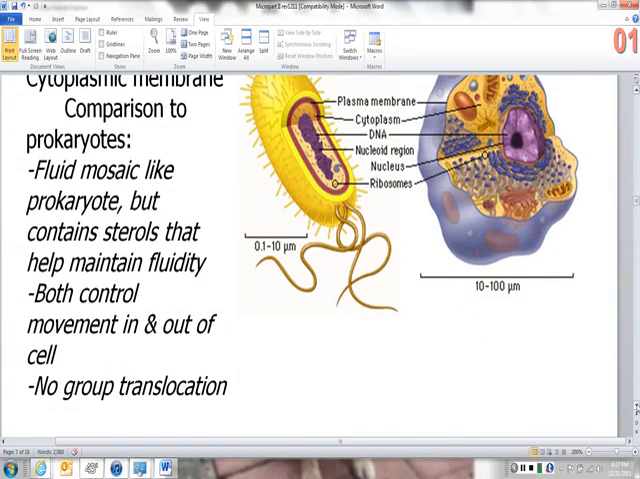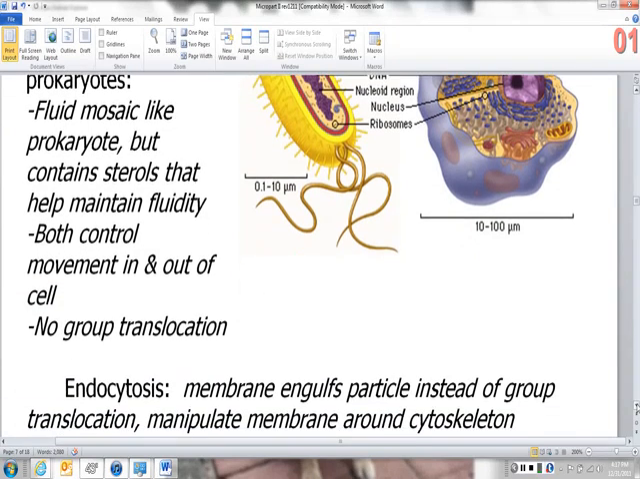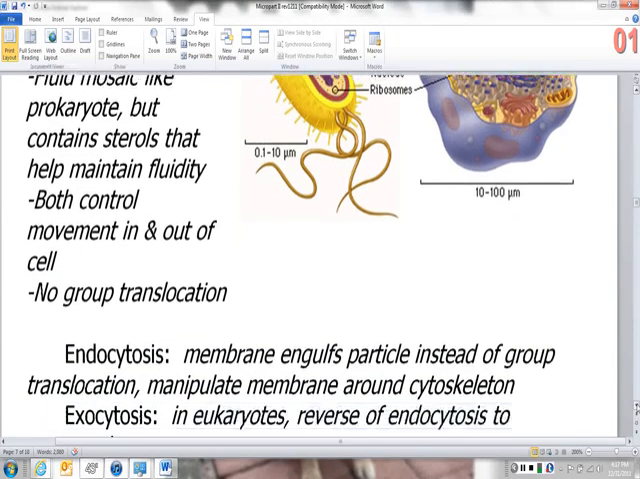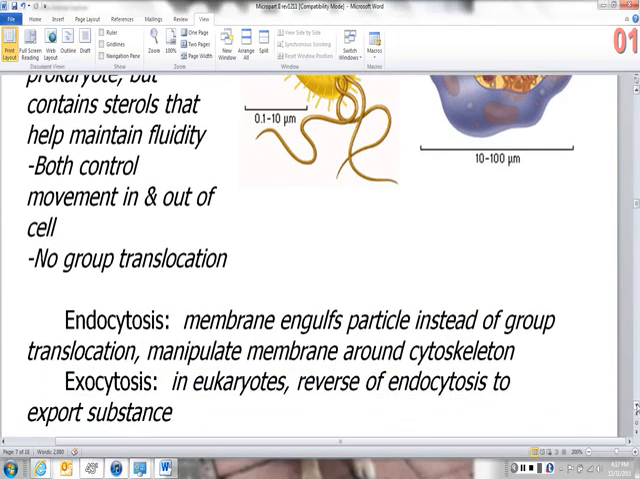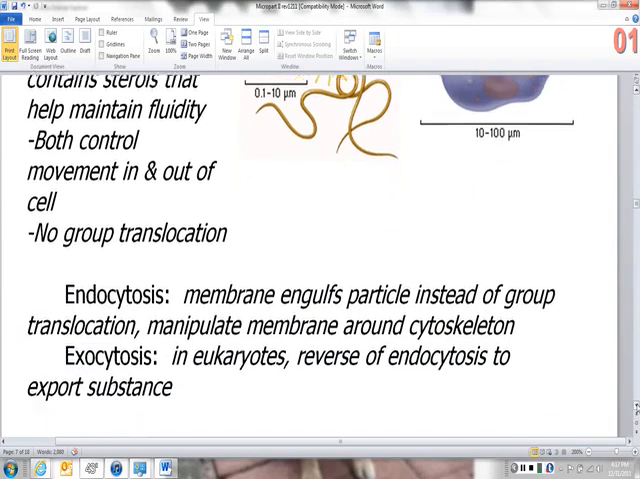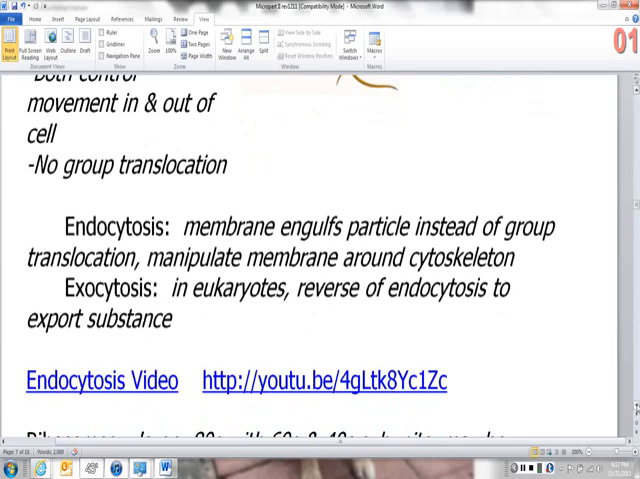Instead, we see a process known as endocytosis. In endocytosis, the cell uses its membrane to engulf a particle by manipulating itself around using the cytoskeleton. The reverse process is exocytosis, used to export a substance. Here is a brief video on endocytosis.